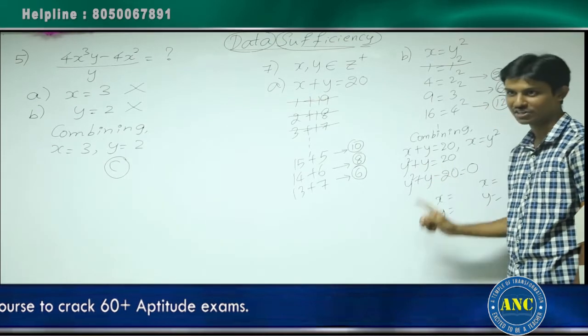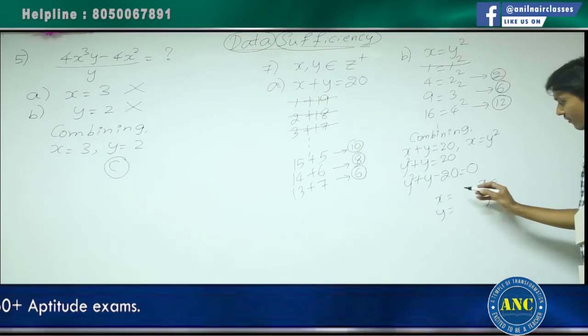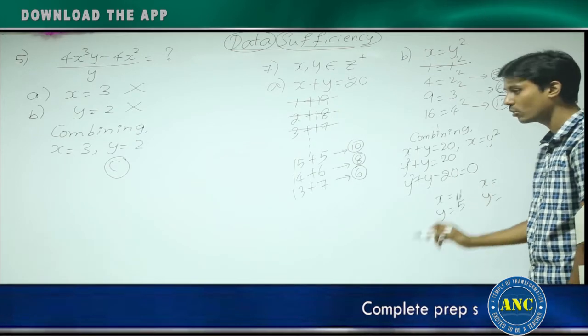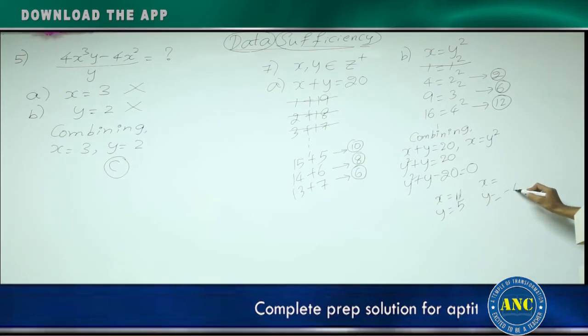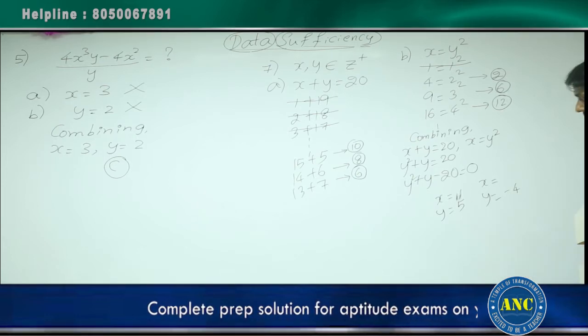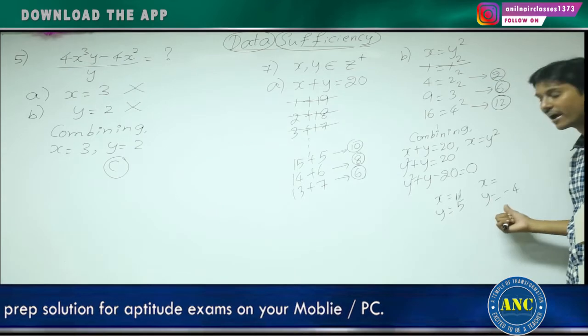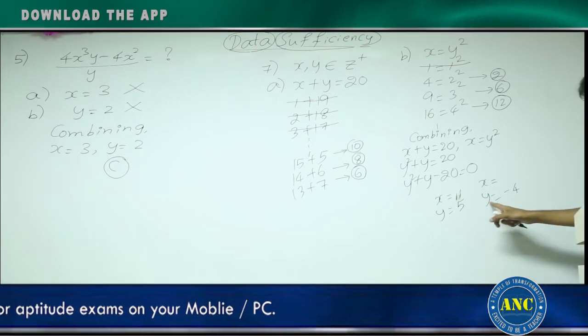But actually, when you solve this equation, what are the values of x you will get? What values of y you will get? Y is equal to 5 you will get. Y is equal to minus 4 you will get. Right? 5 and minus 4. If you solve this quadratic equation, these are the values of y you will get.